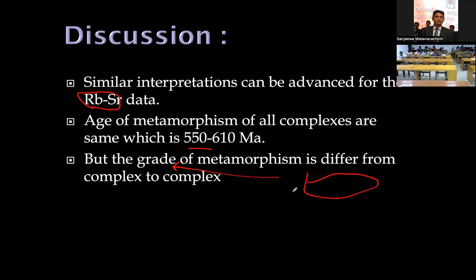Because we consider a very broad range, like 450 to 665 or something. If you consider the whole range of ages, all three complexes, Highland, Vanni, Vijayan, can be put into this age frame. But still, some metamorphic grades are different. That means some other controls should have been there during this metamorphism.